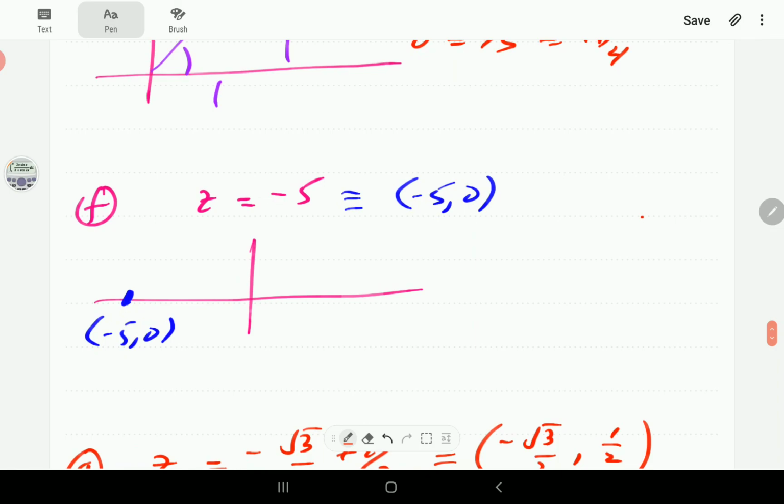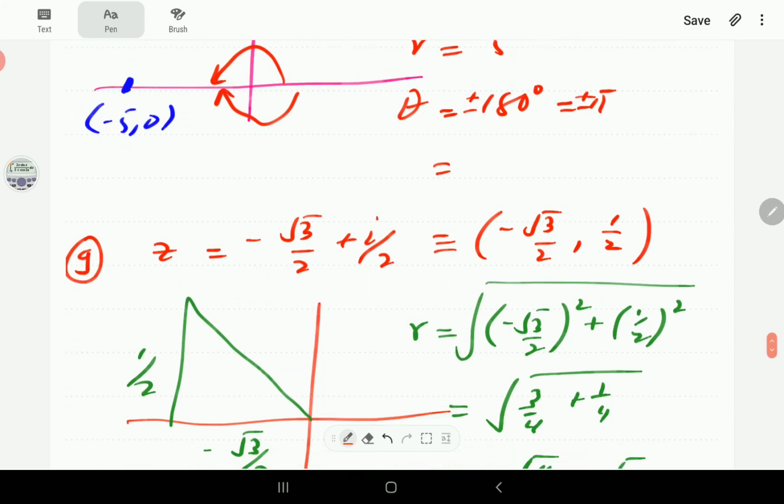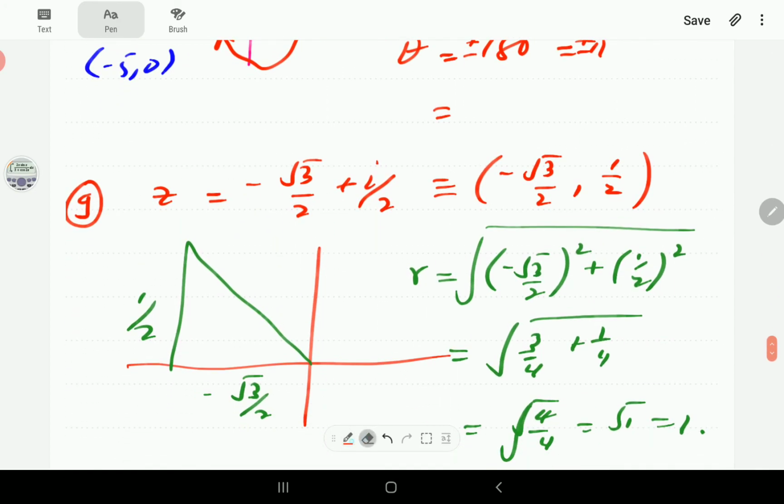For the second one, we've got -5, which corresponds to the point with coordinates -5, 0. So this distance from here to there is 5, so that means r is 5. This angle, again by inspection, is 180, which is pi, but you can do the same angle that way, so that means this is plus or minus pi.